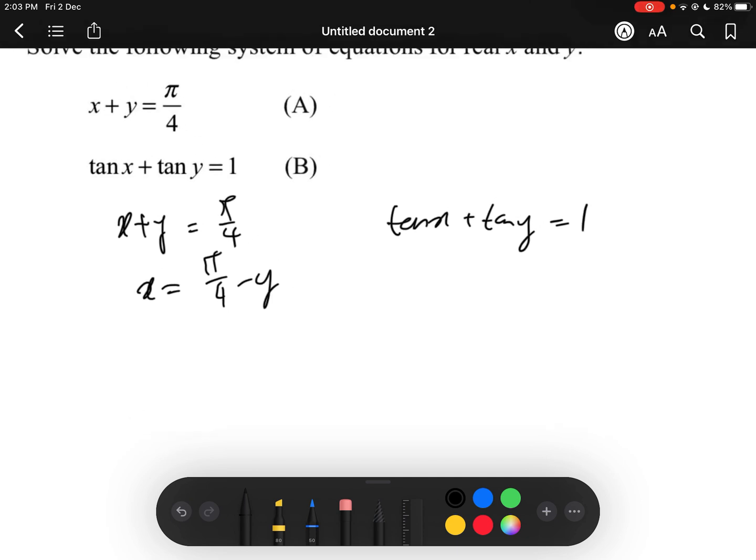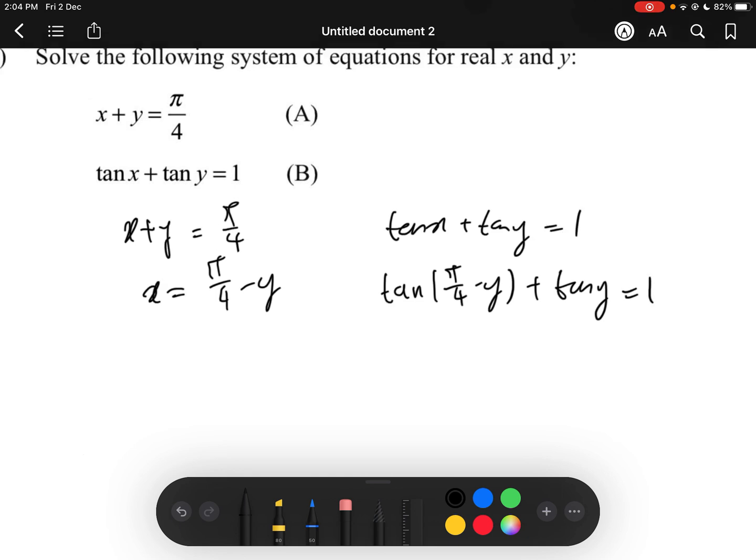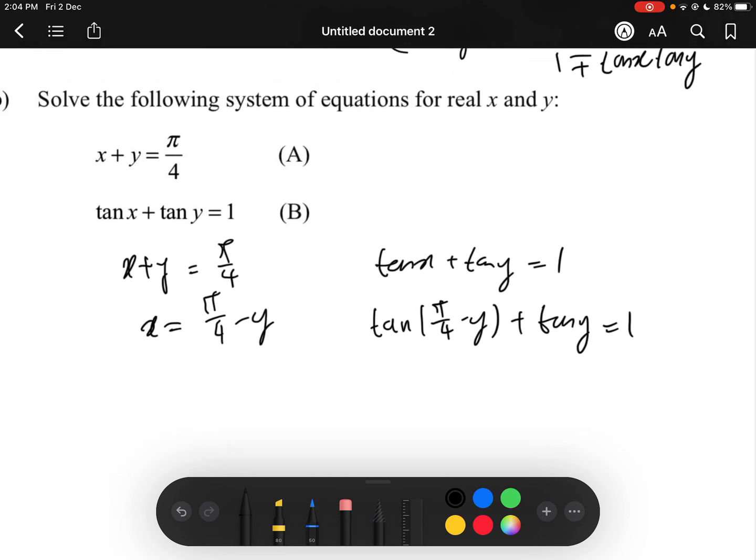And let's substitute it into equation 2. So we have tan of pi on 4 minus y plus tan y equals 1. In terms of overall strategy, since we're looking at a tan of something minus something else, we can look at some of the tan formulas to see whether we can rewrite this as only tans of a single variable.